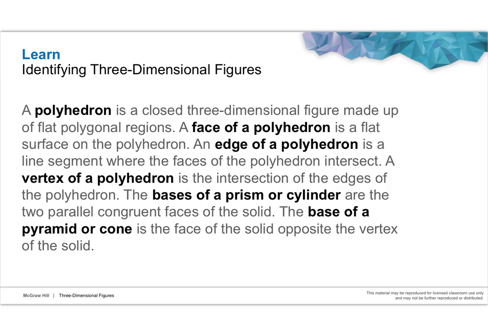The bases of a prism or a cylinder are going to be the two parallel congruent faces of the solid, and that means parallel in three-dimensional space. The base of a pyramid or a cone is going to be the face of the solid that is opposite the vertex of the solid. And sometimes that point is called an apex as well, so keep that in mind.